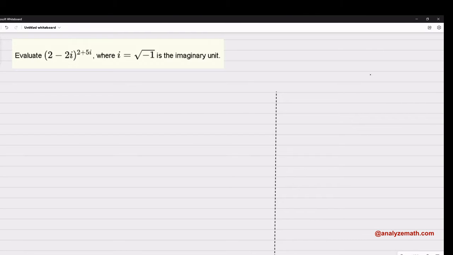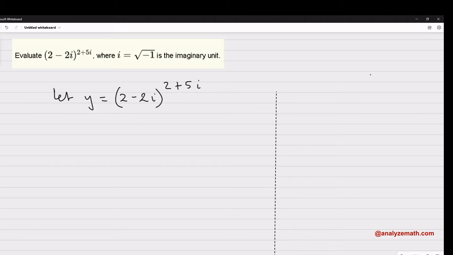Now, in this video, we're going to look at a quite challenging question whereby we need to raise a complex number to the power of another complex number. So the first thing we're going to do is let y be equal to this expression, which is (2 minus 2i) to the power 2 plus 5i. i is the imaginary unit and is equal to the square root of -1.